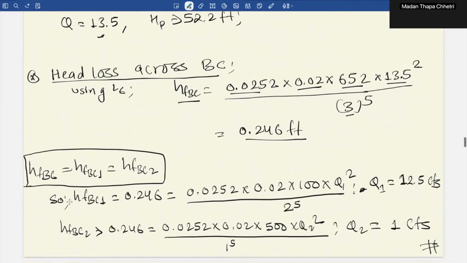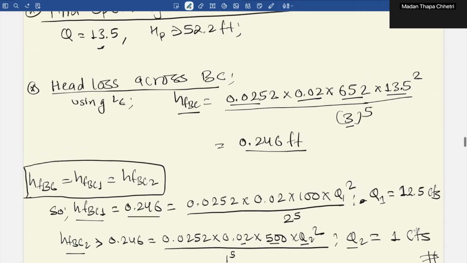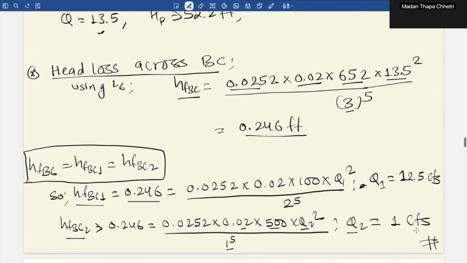So what we can do is use HF BC, which is 0.246, and when we compute that, there will be an unknown of Q1. So when we do the computation, we will have 12.5 CFS. And similarly for branch 2, our Q2 is unknown. Because length is known, diameter is known, and frictional factor is known, we will just use the Darcy-Weisbach equation here to compute Q2. And we computed Q1 and Q2 as well, and that's all for question number 2.